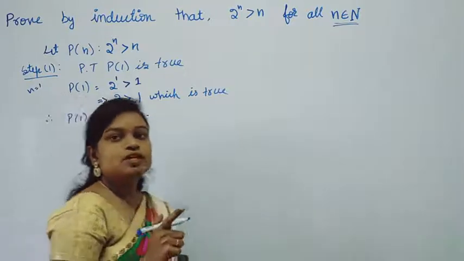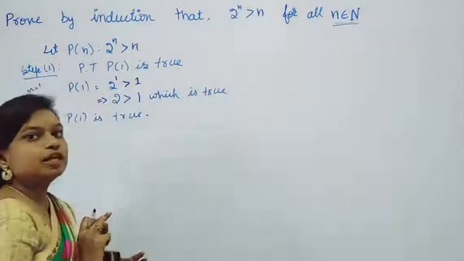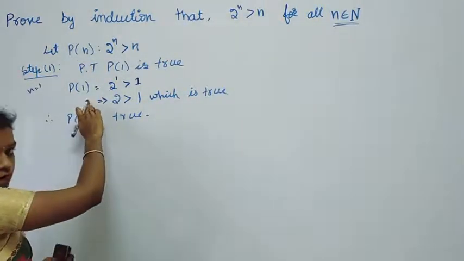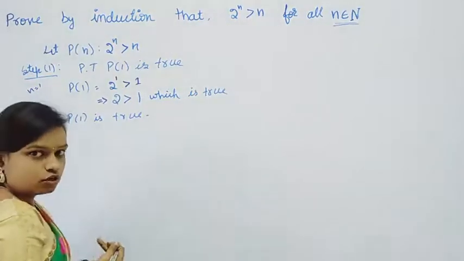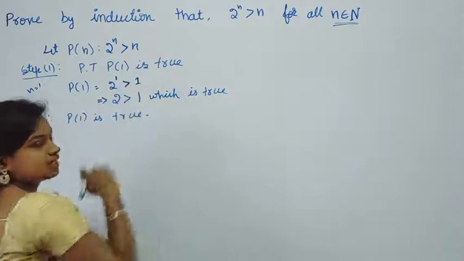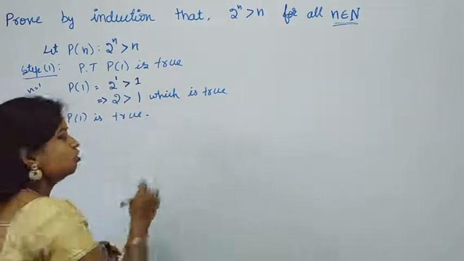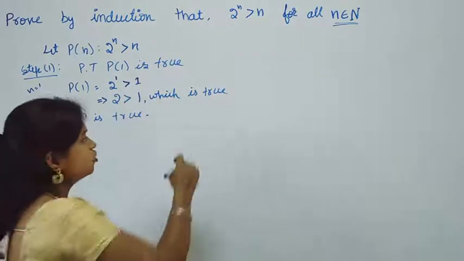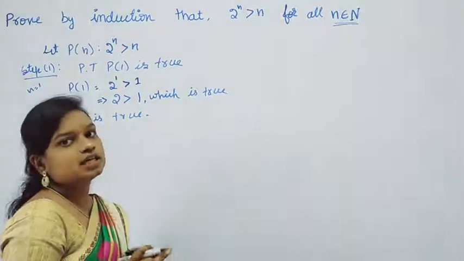Understand? So the first step is we have to show that P of 1 is true. For that, put n is equal to 1 in P of n. So it becomes P of 1 is equal to 2 power n; when n is equal to 1, it becomes 2 power 1 is greater than 1, which is nothing but 2 is greater than 1. So 2 is always greater than 1, which is true. Therefore, P of 1 is true. So step 1 is completed.